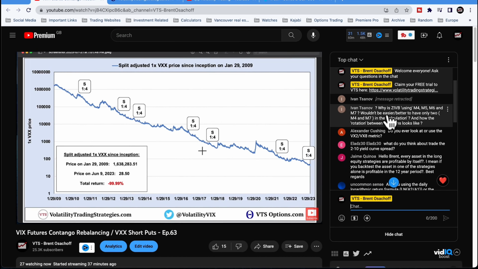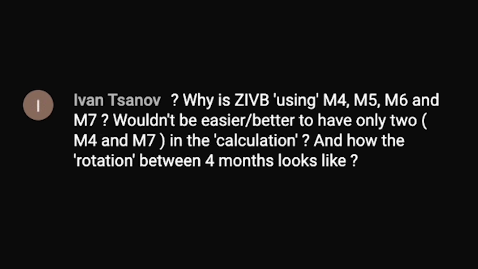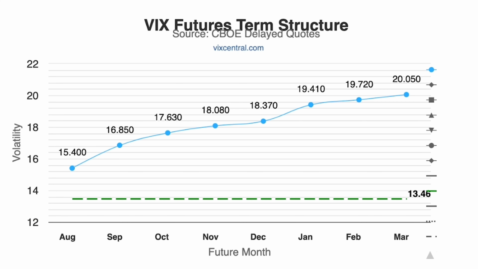The question right here, it's this one. It says, why is ZIVB using M4, M5, M6, and M7? Wouldn't it be easier, better to have only two, M4 and M7, in the calculation, and how the rotation between 4 months looks. Okay, pretty much every volatility ETP that we know of, right?